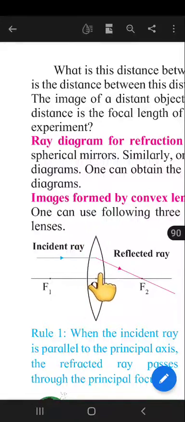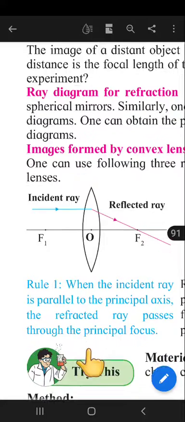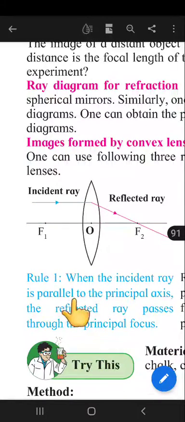These are the rules for the convex lens from which we can draw the ray diagram in your notebook. The first rule is, when the incident ray is parallel to the principal axis, this is the incident ray and this is the principal axis, the refracted ray passes through the principal focus.